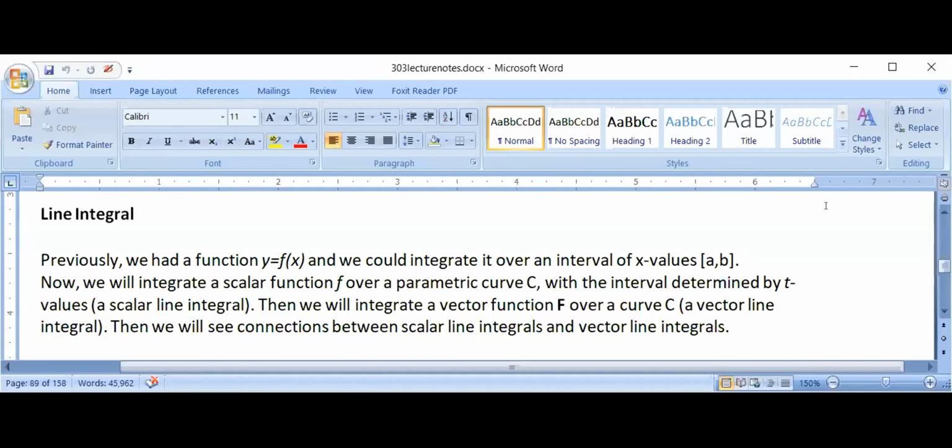Today we're going to talk about line integrals. So how is this connected to what we've done before? Previously, we had a function y equals f of x, and we could integrate it over an interval of x values, say from a to b. So here's what we're going to do now. We're going to do a couple things.